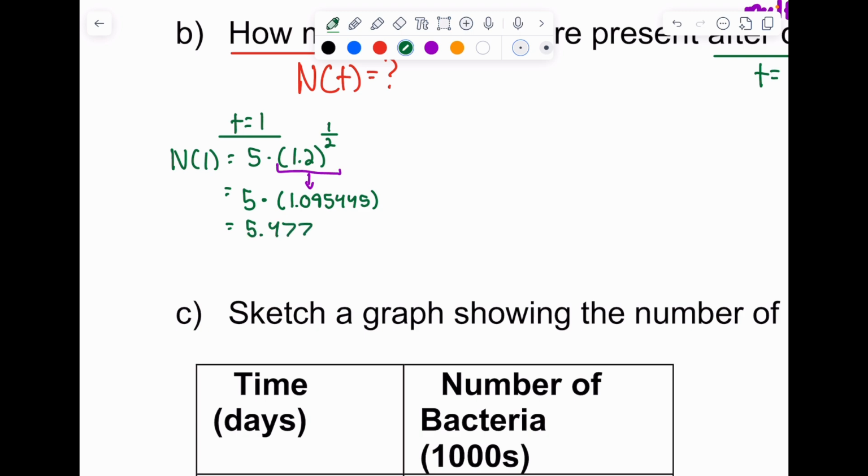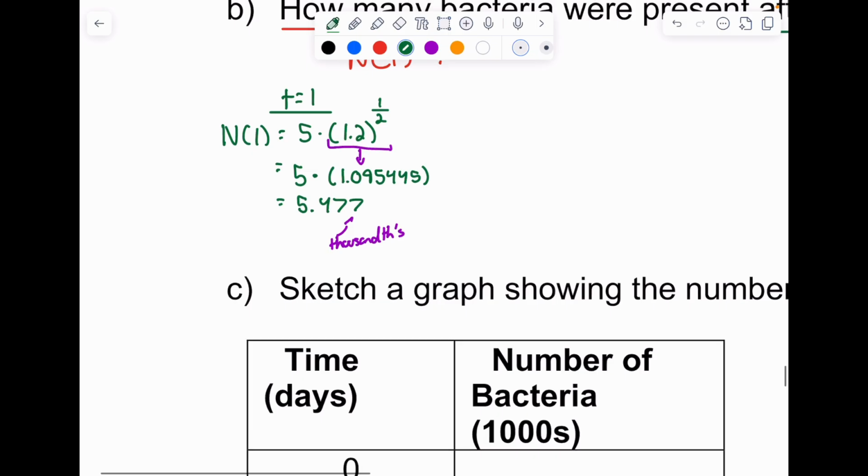And that's going to be 5.477. I'm going to round to 3 decimal places. And why am I doing that? Because I want to go to the thousandths decimal place. Because what this is telling me is therefore, after 1 day, there are 5,477 bacteria after I multiply this by 1,000. Multiply by 1,000 to get that answer. You're measuring it in thousands.